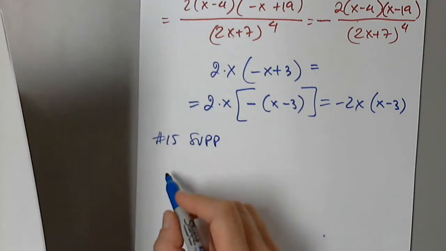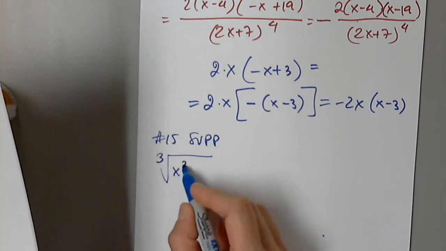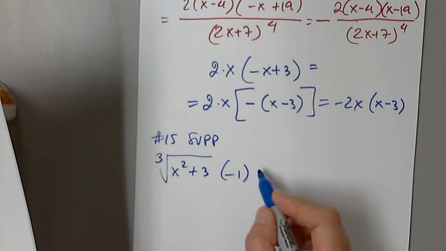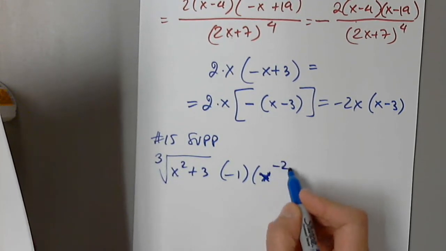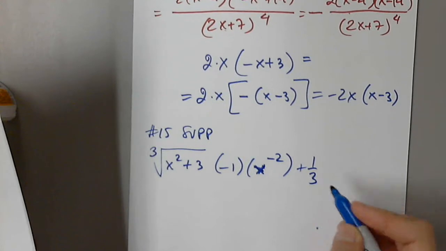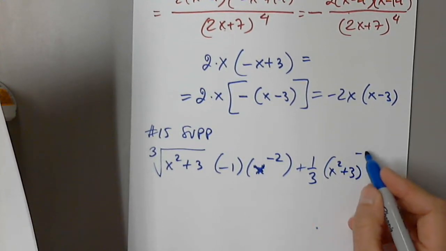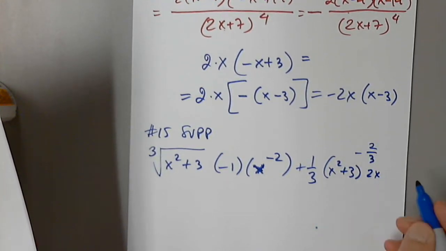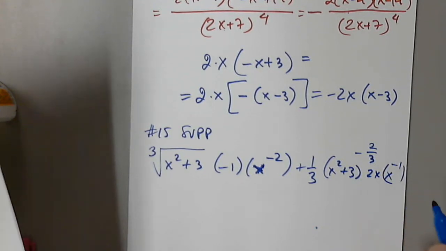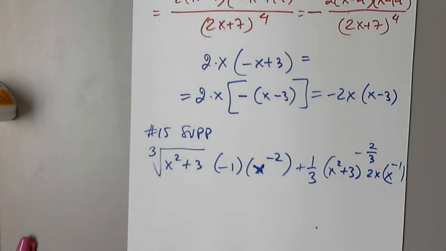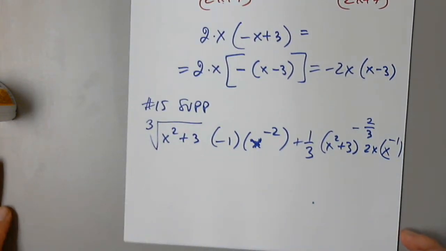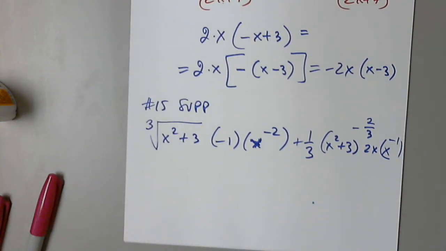Okay. The cube root of x squared plus 3 times negative 1 times x to negative 2 plus 1/3 x squared plus 3 to negative 2/3 2x and x to negative 1. It's a mess. Thank you for picking that. You will be banned from picking again. No, I'm kidding. We needed to see it anyway. If you hadn't, I would have. Good. It's a mess. I don't like it.